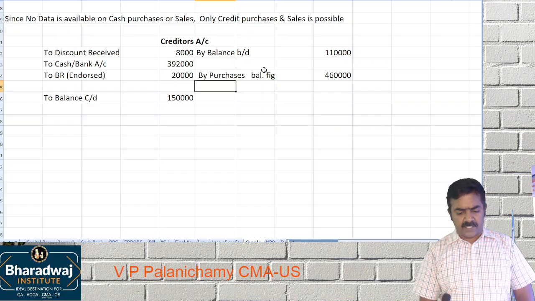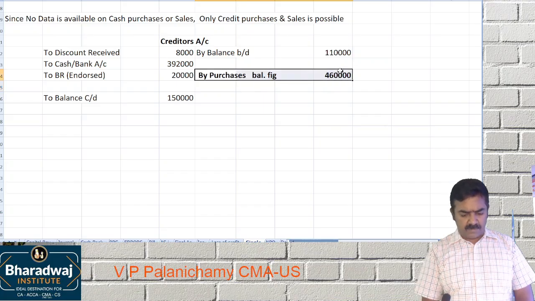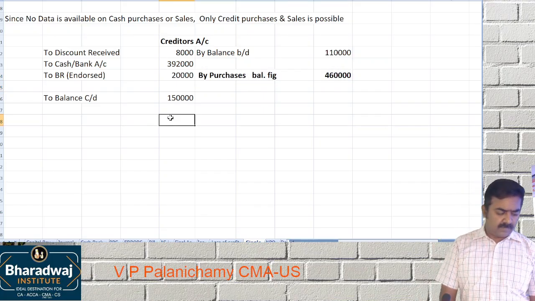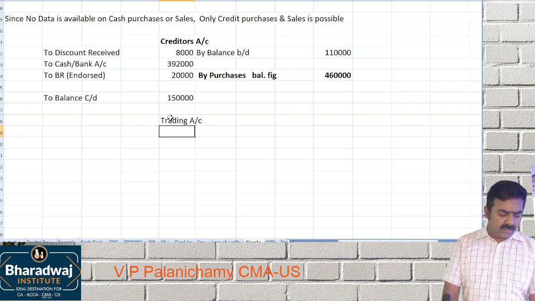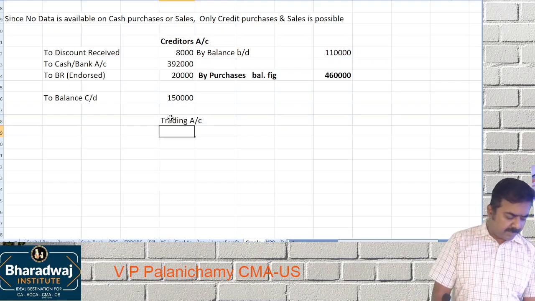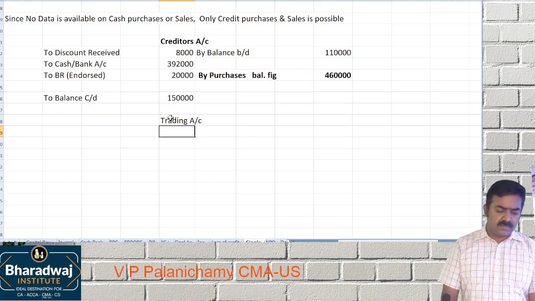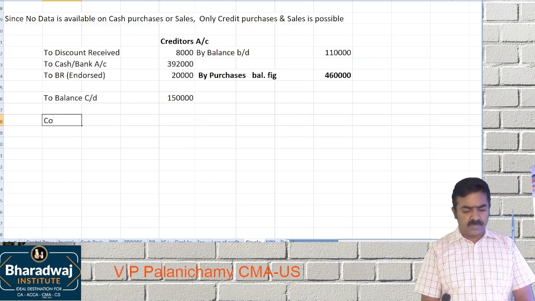No credit cash purchases because data is not available. We can do a trading account to find out the sales, or we can work out cost of goods sold also. Purchases how much have you made?